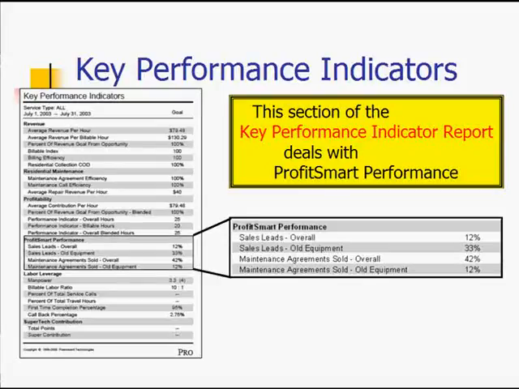Now let's look at our Key Performance Indicator report again. We've been through the top section, which was revenue, which dealt specifically with demand service. We've been through the residential maintenance section, which again dealt strictly with our maintenance agreements. We've been through overall profitability, where we blended the two areas together. And now we're moving into what we call Profit Smart Performance. What we're talking about here is additional sales leads and maintenance agreements that are sold and renewed by the technician.